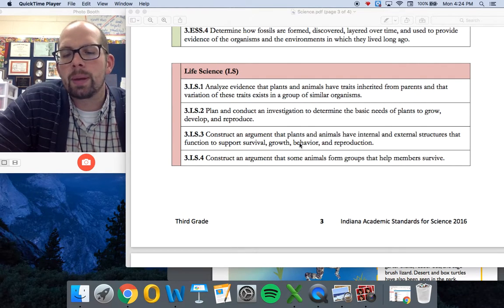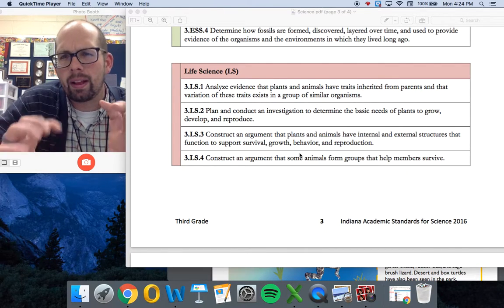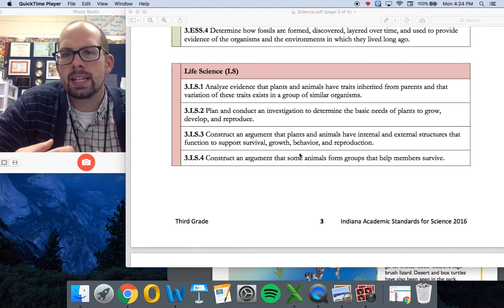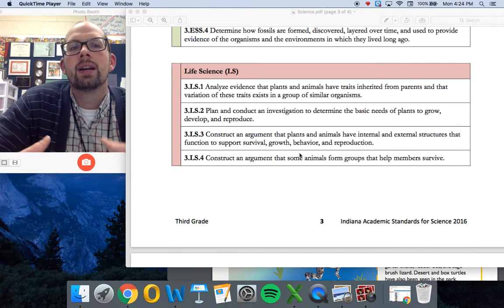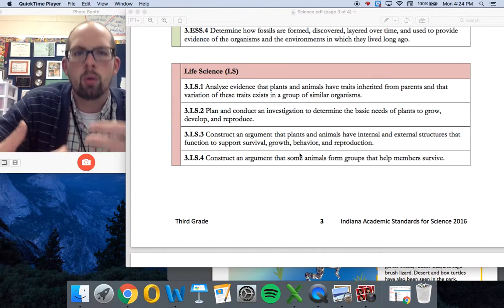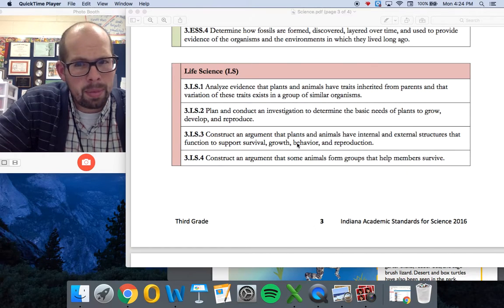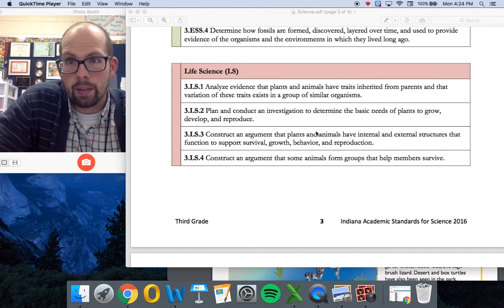Its behavior, because they like to climb trees, they need structures to support that, like the claws and strong muscles and things. So all of that stuff working together, the things inside and outside the cat's body, help it to survive, grow, behave a certain way, and reproduce. Same thing with plants and all other animals too.